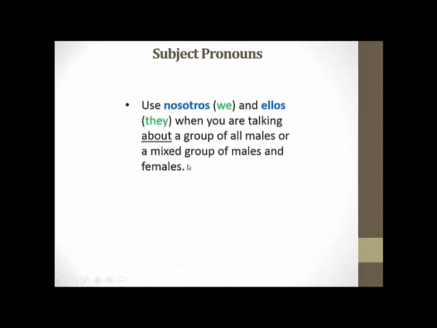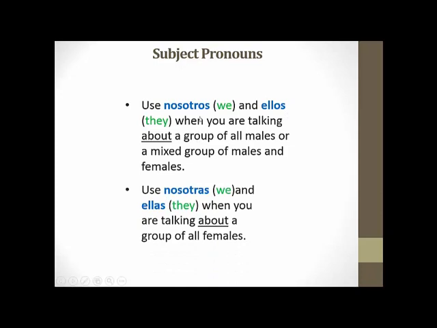Use nosotros, we, and ellos, they, when you are talking about a group of all males or a mixed group of males and females. If there is at least one male in the group, you have to use not only plural, but you have to use masculine. So the OS shows you it's plural and masculine. Also, if there is a mixed group of males and females or just males, and you want to say they, use ellos with the OS.